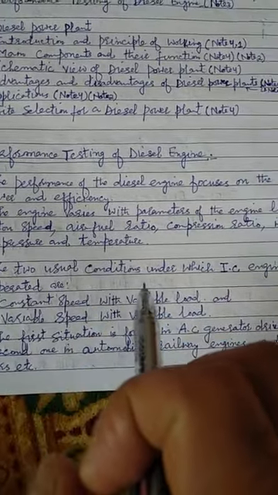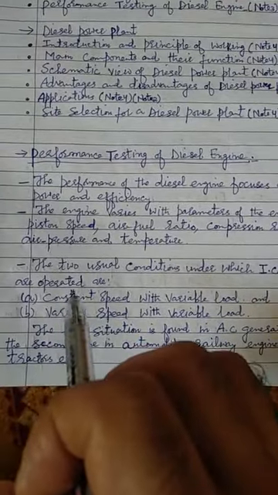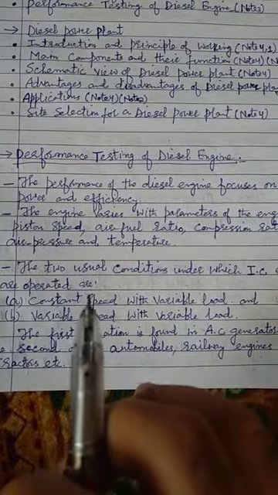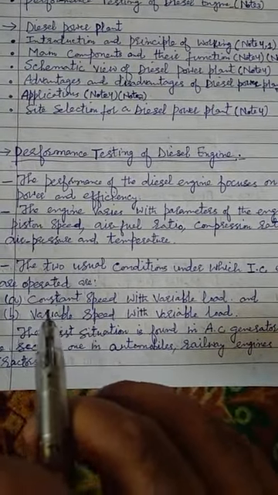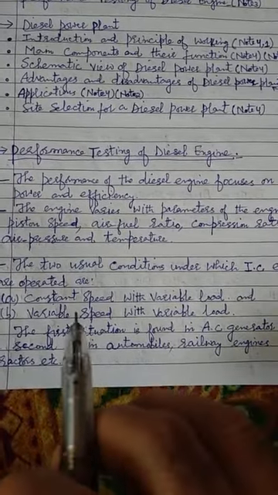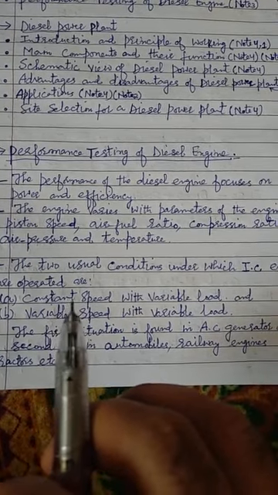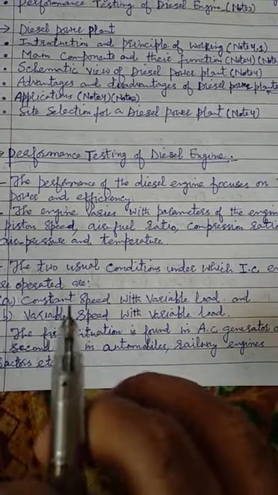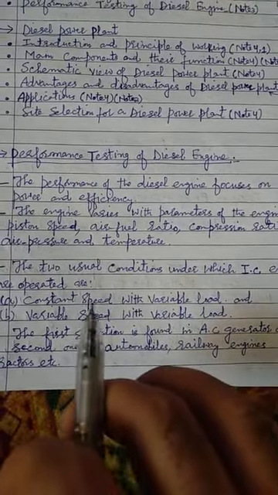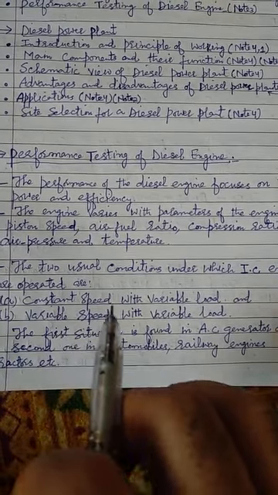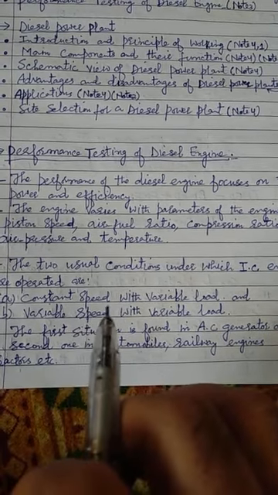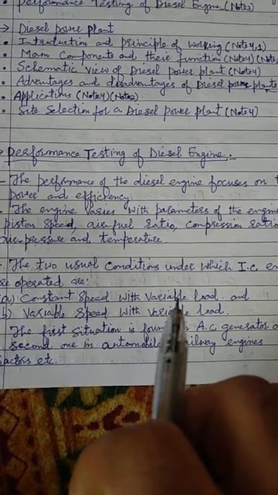The IC engines are operated under two usual conditions. First is constant speed with variable load, and second is variable speed with variable load. That means you are conducting tests, or plotting graphs, between constant speed with variable load and variable speed with variable load. The first condition, constant speed with variable load, is applied for the AC generators, where speed is kept constant with variation in load.